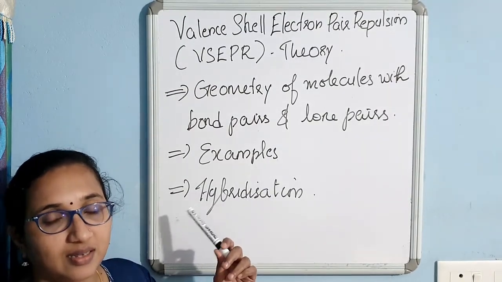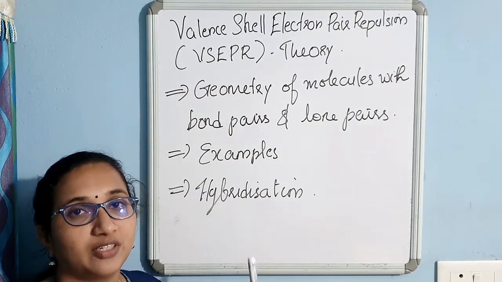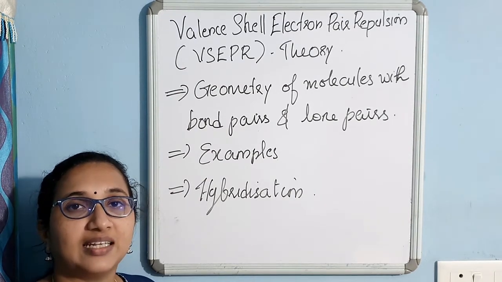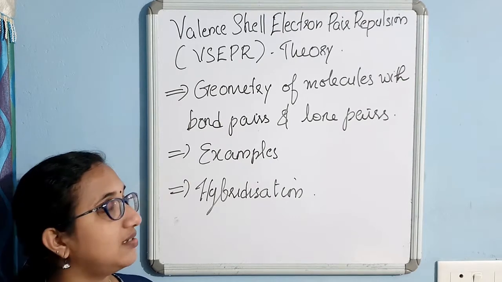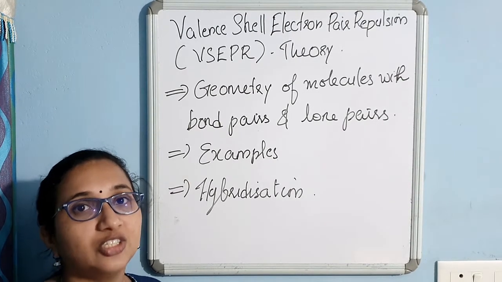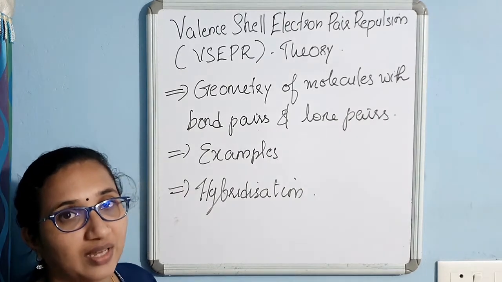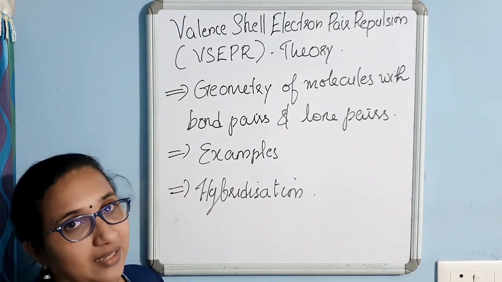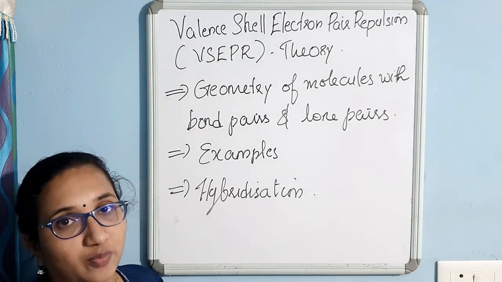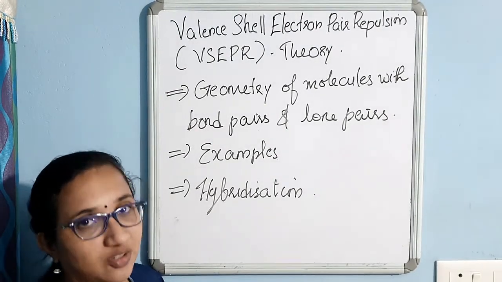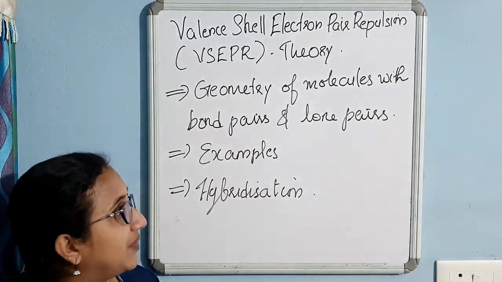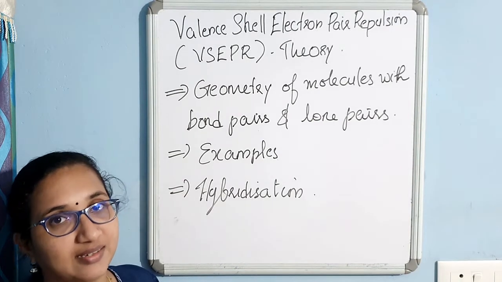In the previous discussion, we have seen the geometry and hybridization of molecules containing only bond pairs. But in this, we are going to see what change in hybridization or geometry can arise when there come lone pairs, so that shift or distortion in the geometry compared to the expected geometry for molecules containing lone pairs, their examples and the hybridization.